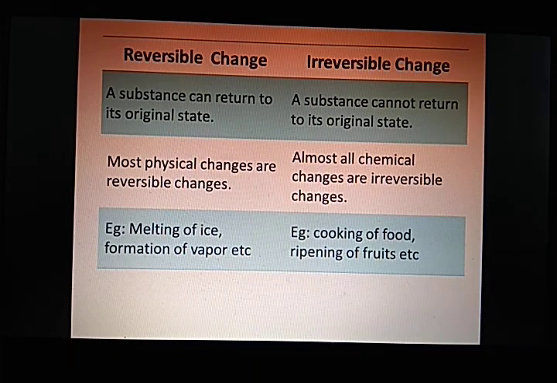Fruits, can we get back the original fruit, that means the raw fruit, once the fruit has ripened? We cannot get back the same fruit in the unripened condition before the ripened condition. So we cannot get back that one. So it's an irreversible change.